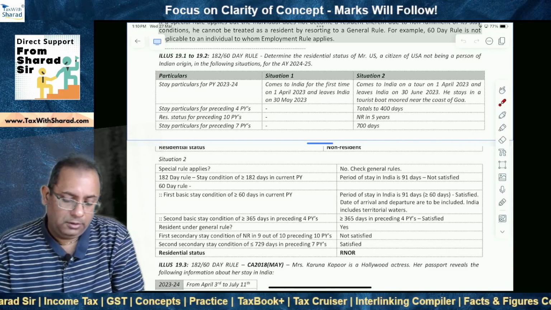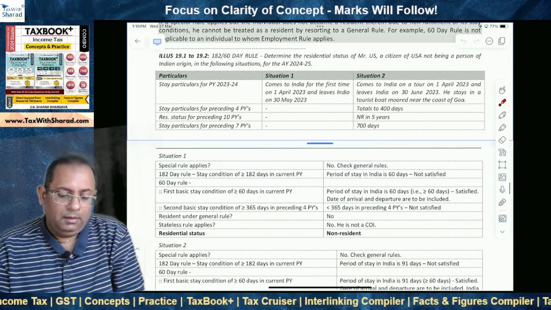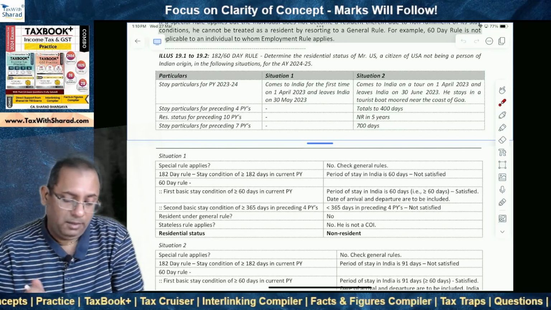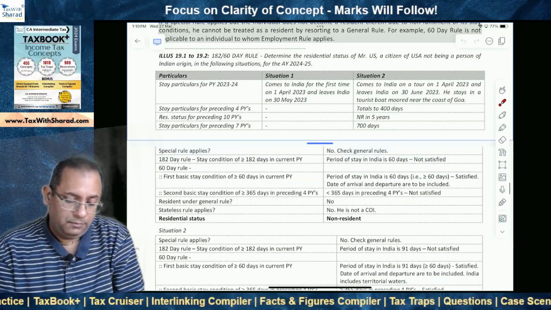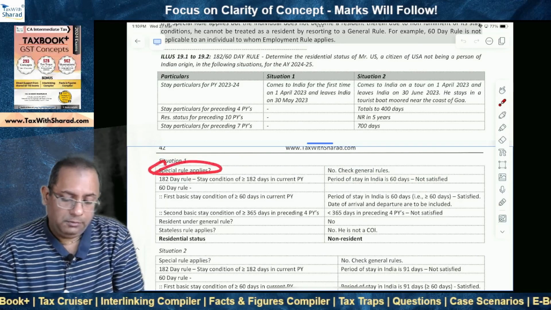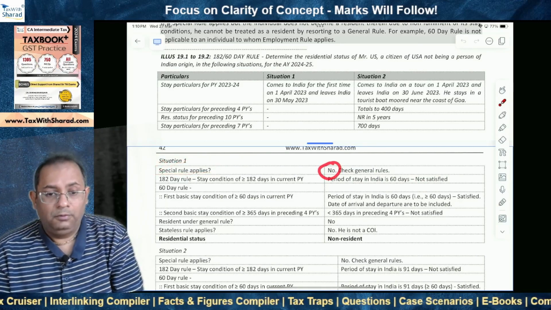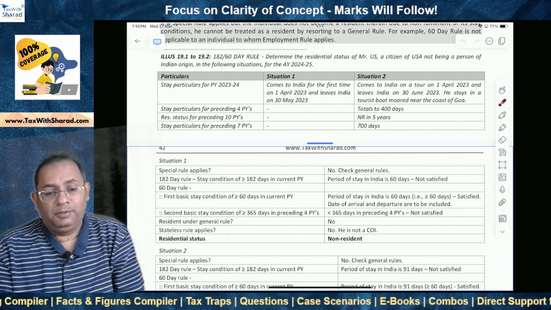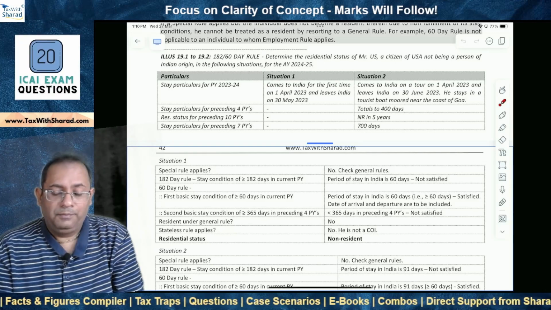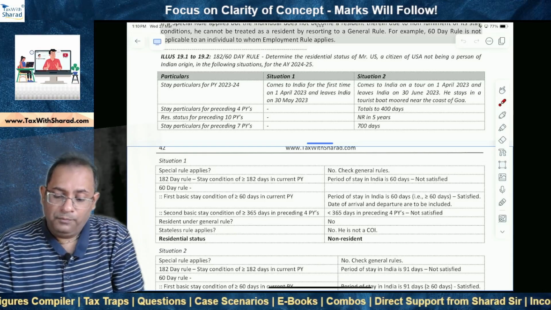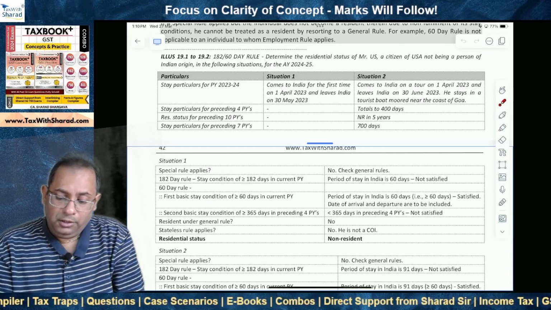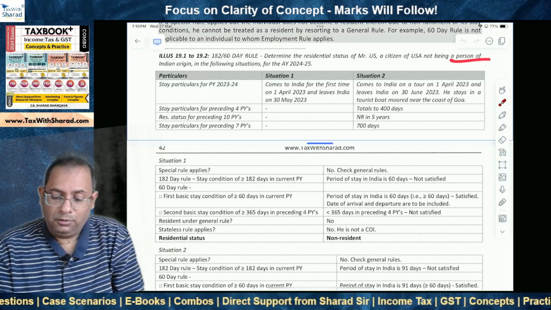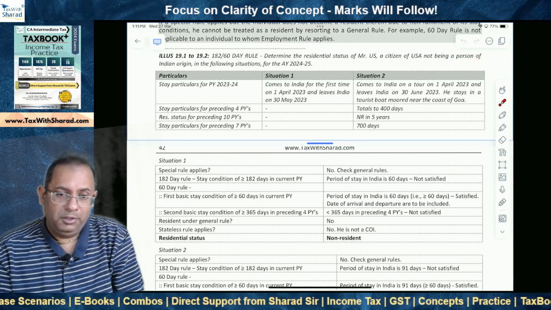Okay, so how do we solve this? What is the first step? The first step should be to check whether any of the special rules applies. Does a special rule apply? No, a special rule doesn't apply. Why? Because special rules apply if a person is a citizen of India or a PIO, and in this case Mr. US is not a citizen of India, he is a citizen of USA, and he is also not a PIO, and therefore none of the special rules apply.